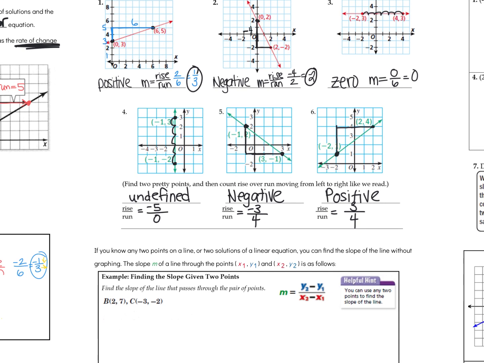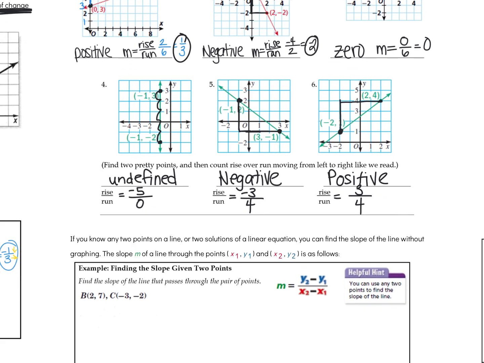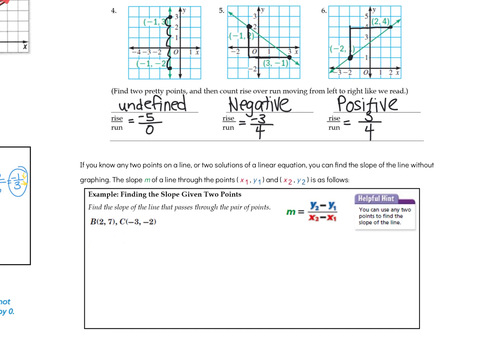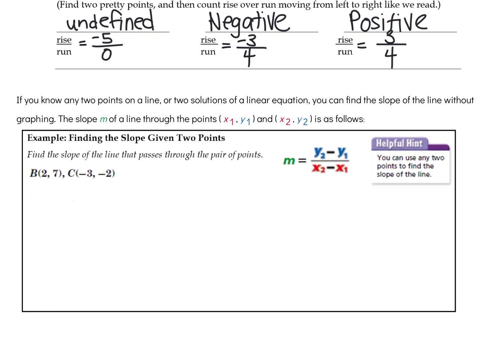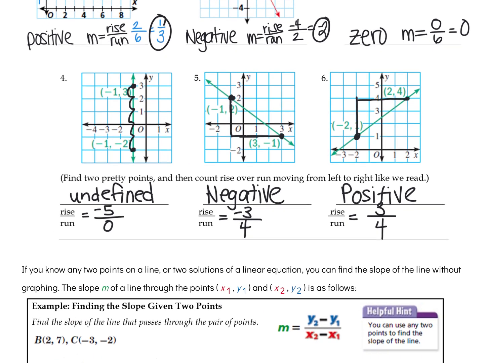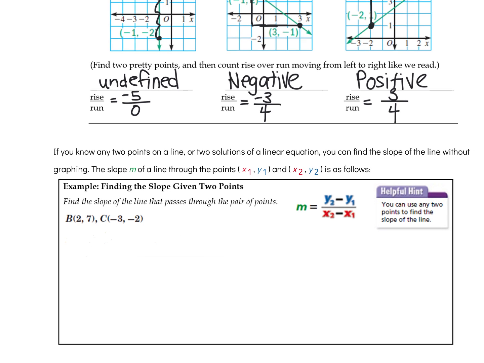All right, so that is how you find slope using rise over run. There is another way to find slope that is kind of like a little formula. In the formula, you can use it with any 2 points. The formula is kind of nice for word problems, or if there's not really pretty points, but they had labeled some for you, you could use this. So the slope, it says, if you know any 2 points on a line or 2 solutions of a linear equation, you can find the slope of the line without graphing.